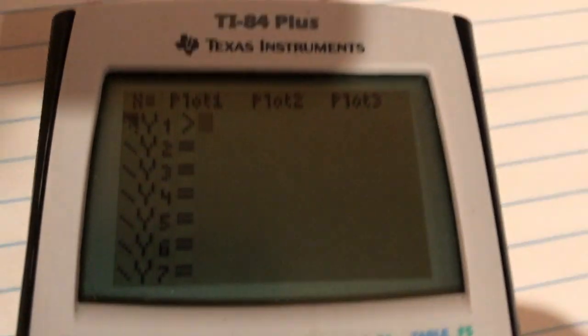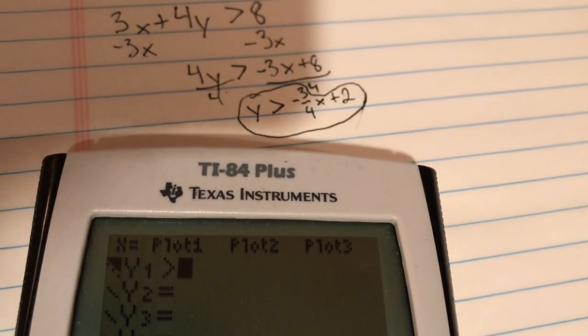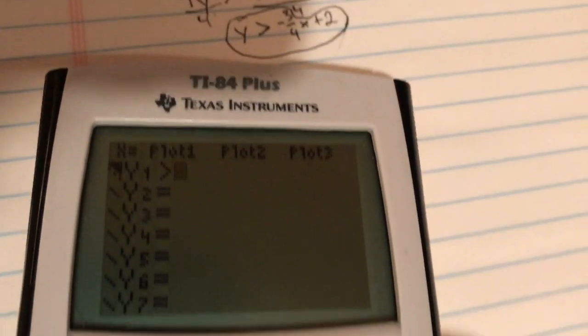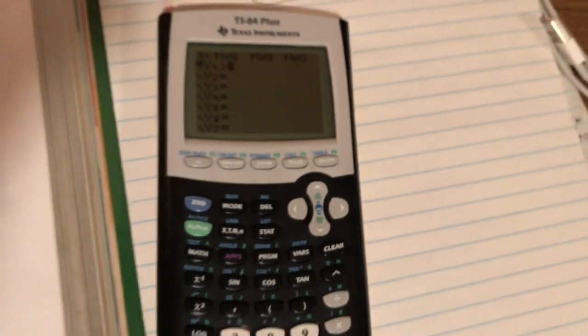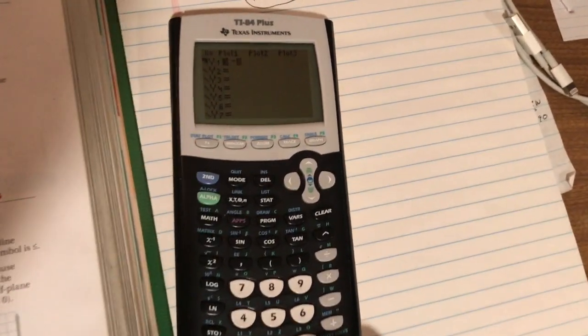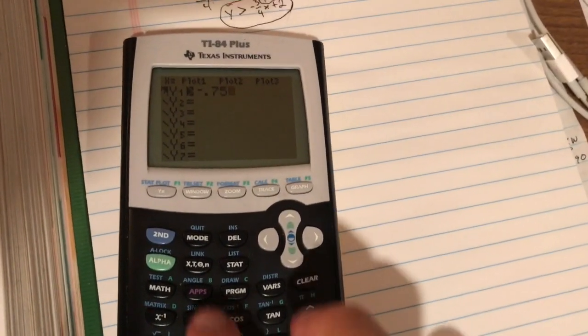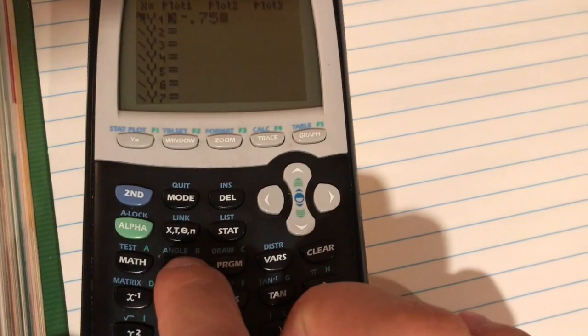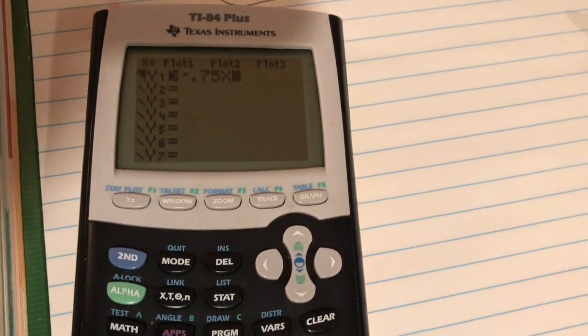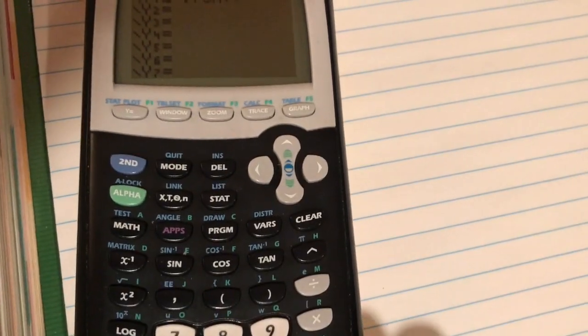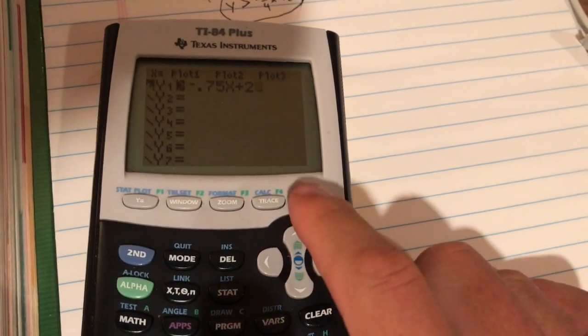So let's put in the rest of my equation here. Y is greater than -3/4 x plus 2. So I'm going to put negative 0.75 and then hit that variable key, x, plus 2. All right, and then let's try graphing it.